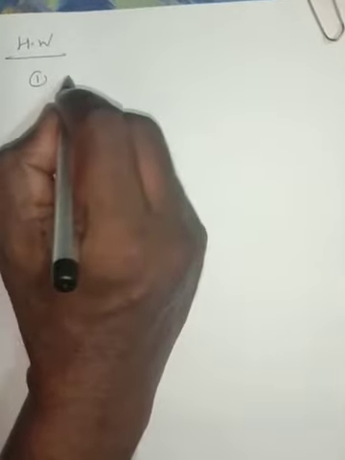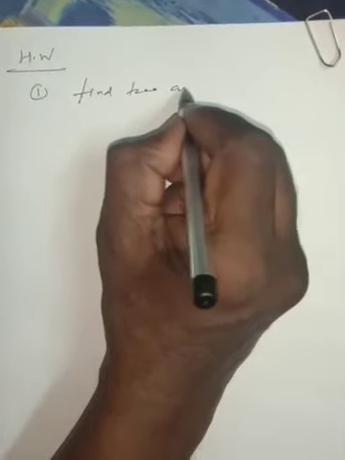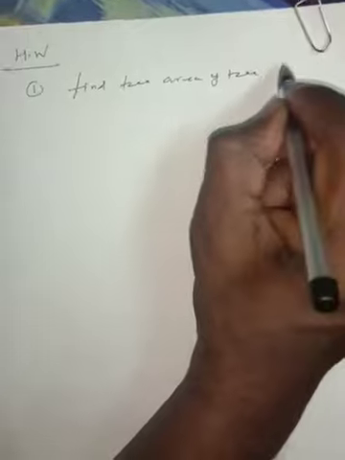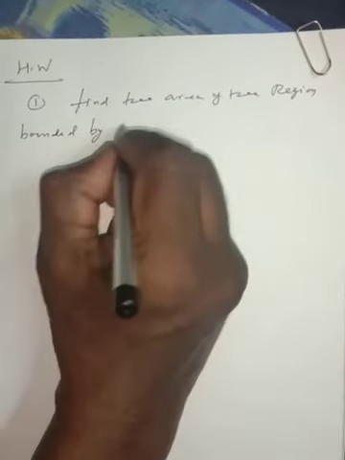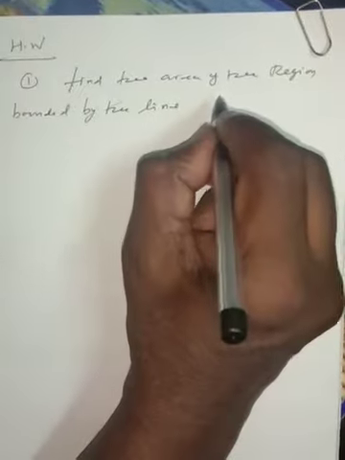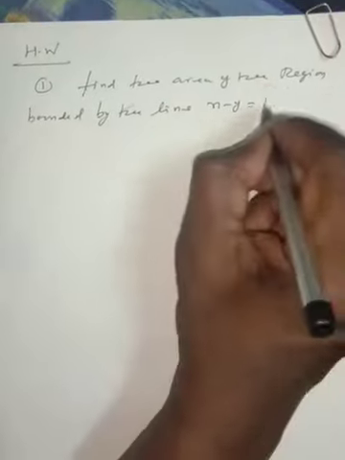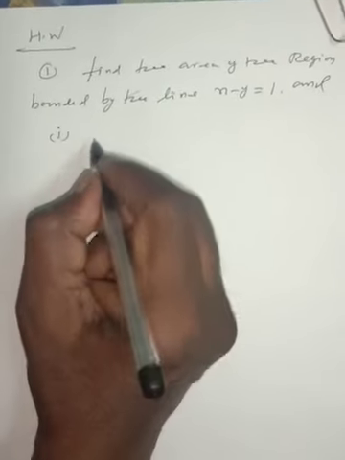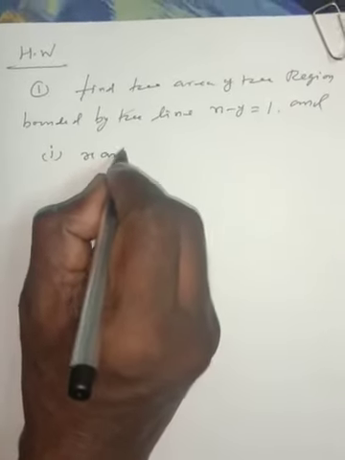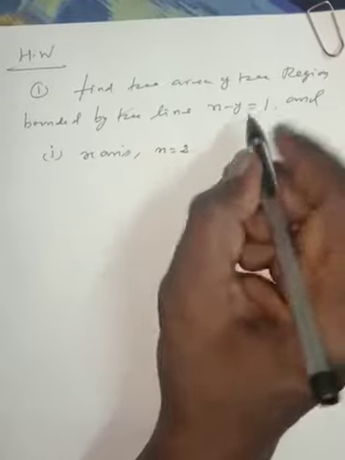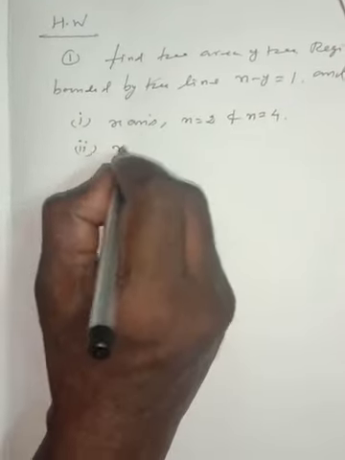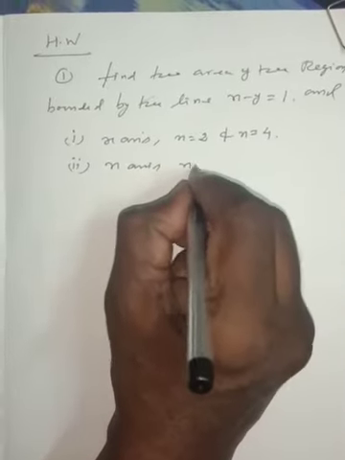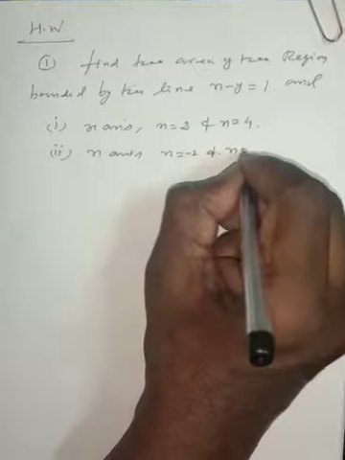Number 1, find the area of the bounded region. Find the area of the region bounded by the line x minus y is equal to 1 and then, solution number 1: x axis, x equal to 2 and x equal to 4. Number 2: x axis, x equal to minus 2 and x equal to 0.